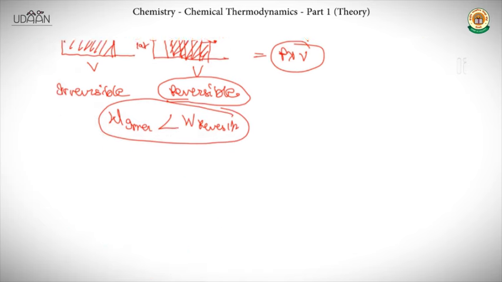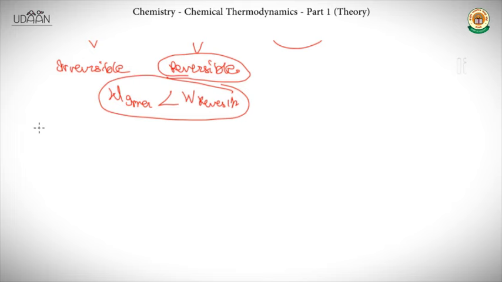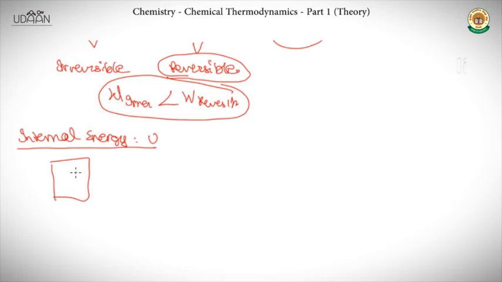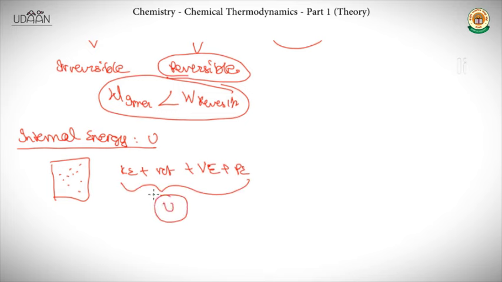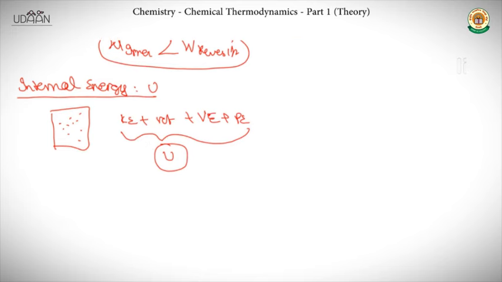Now we'll talk about internal energy. What is internal energy? Suppose that we have a system with some gas inside. These gas molecules will have some kinetic energy, some rotational energy for each molecule, some vibrational energy, potential energy, everything. So by summing up all these energies, we get internal energy, U. So internal energy is nothing but the sum of all energies of the system.